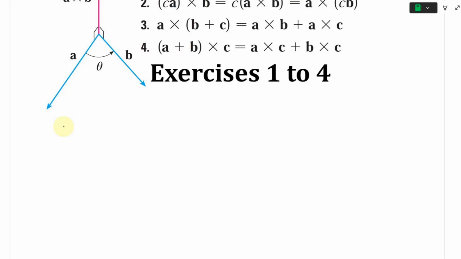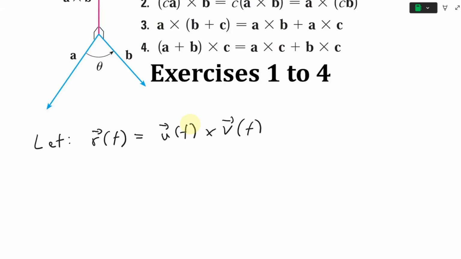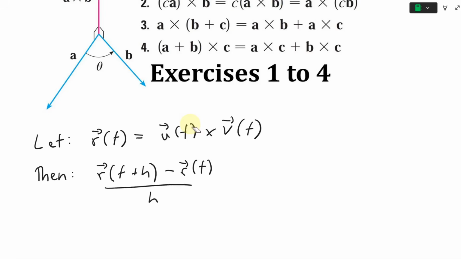All right, so let's go further and do the definition. But first, let r of t, the vector function here, equal the cross product u of t cross v of t, and then we're going to do the definition of derivative. We know r of t plus h minus r of t. Again, we're going to divide by h after and take a limit, but initially this is just the numerator.